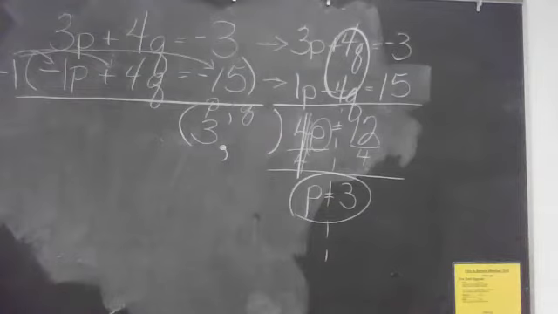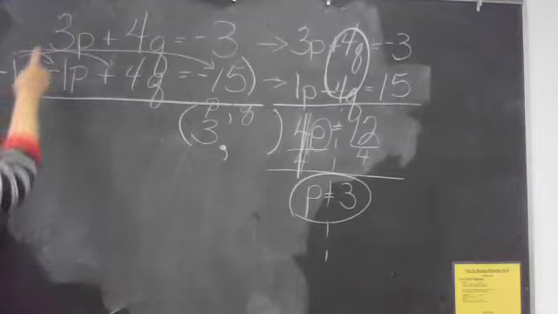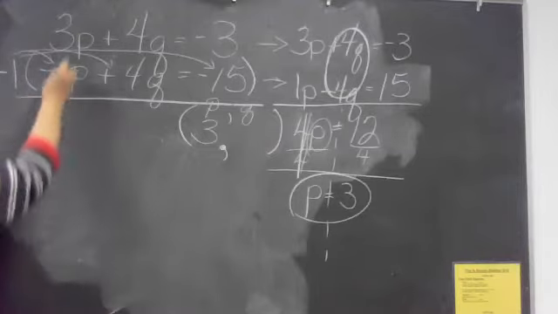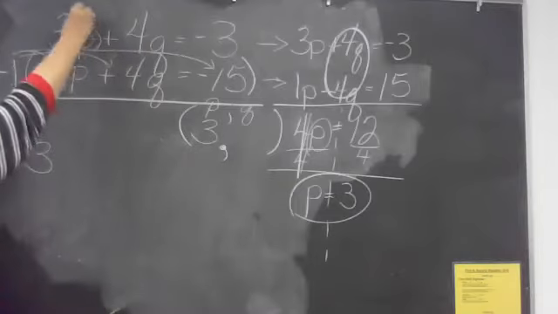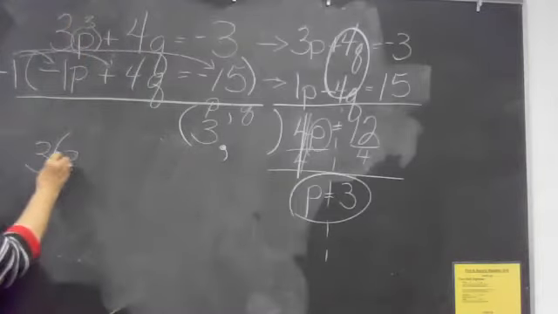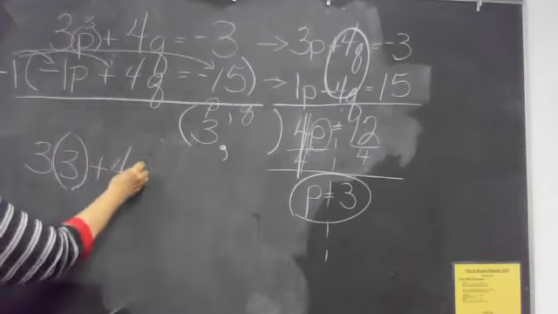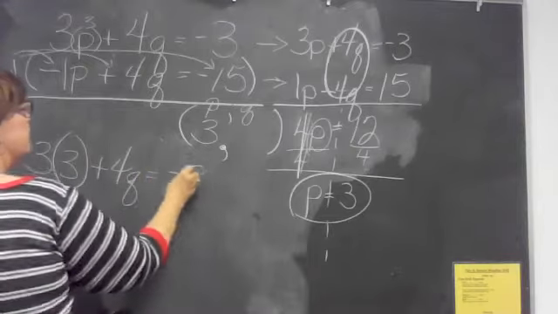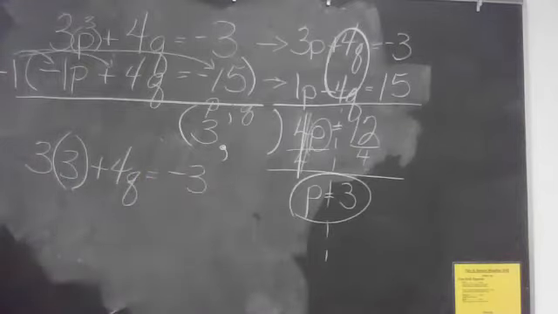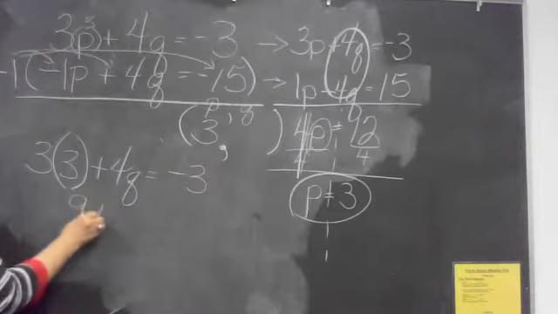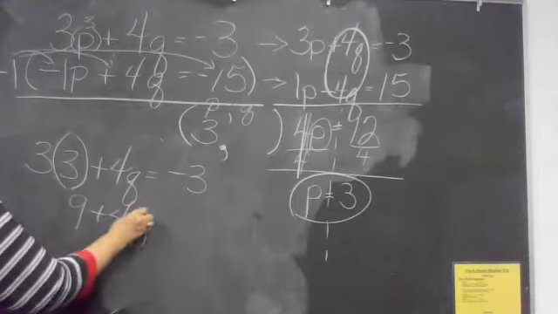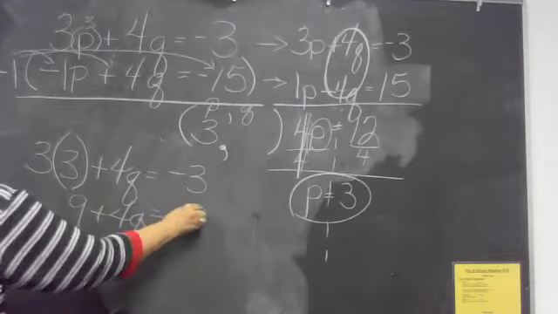We can take our P value and put it wherever we want up here, either one of these. It doesn't matter. Since neither one looks easier than the other, I'm just going to go for the first one. P is now equal to a positive 3. When I put it in parentheses like this, it means multiply, plus 4Q equals negative 3. So now I have 9 plus 4Q equals negative 3.